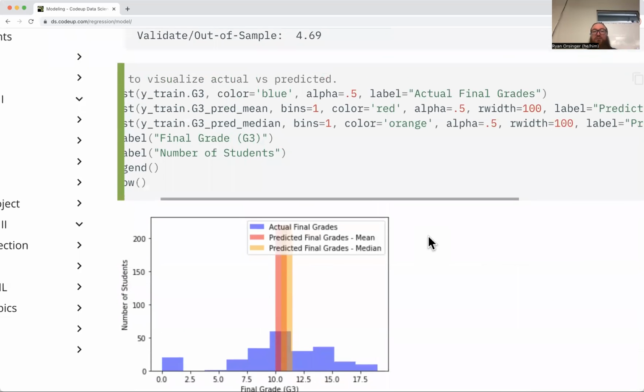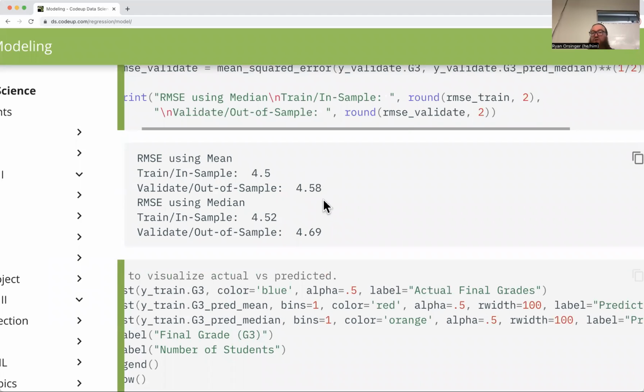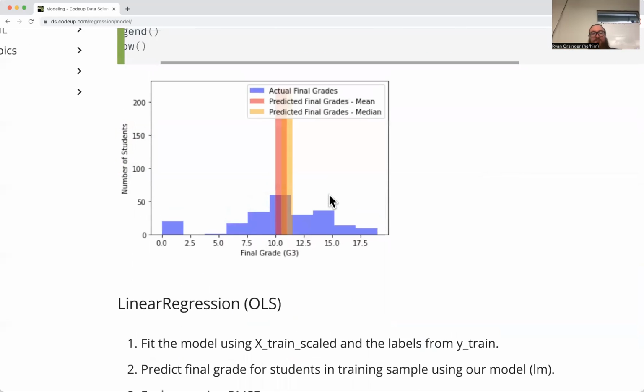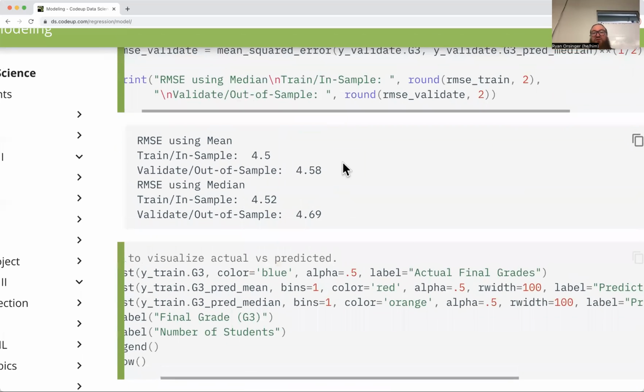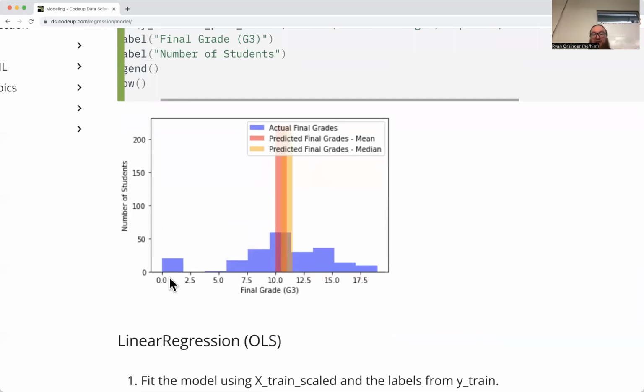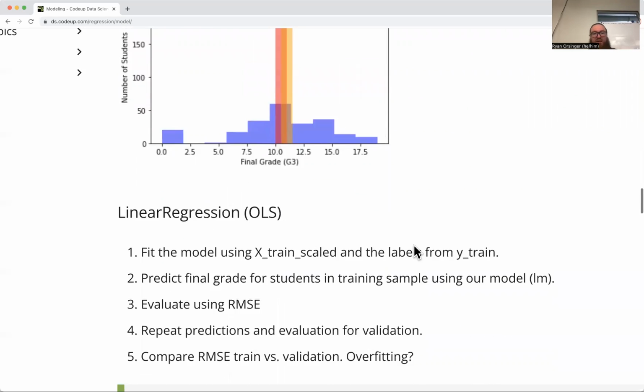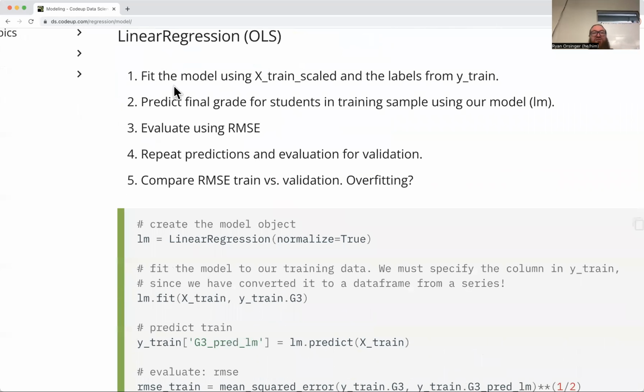Okay, so we've got a baseline. It's not perfect. We're not capturing everything, and there's a bit of error here. And that error, 4.58, doesn't seem too big. But then when we look at the final grade going from 0 to just shy of 18, that's a pretty big variance, right? That's more than a quarter of the values contained in that error. So let's take a look at using a linear regression to see if we can beat our baseline.